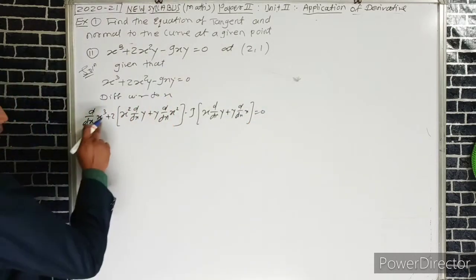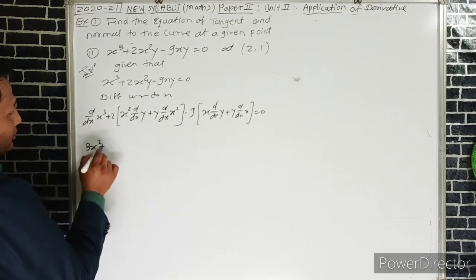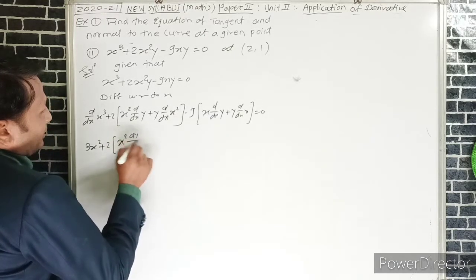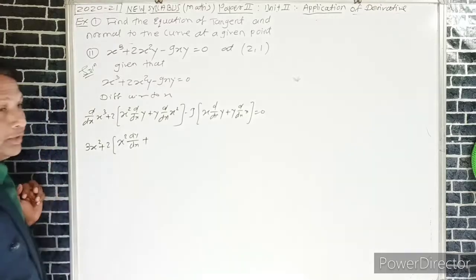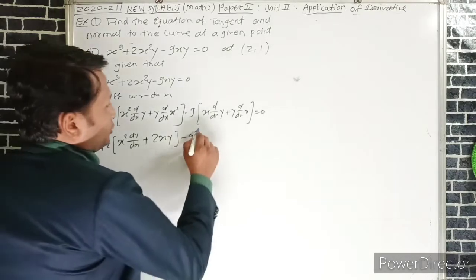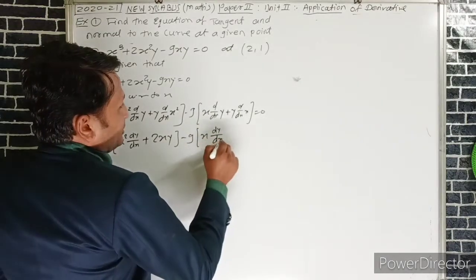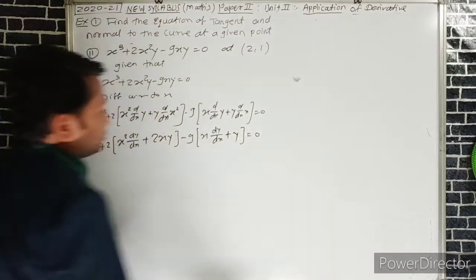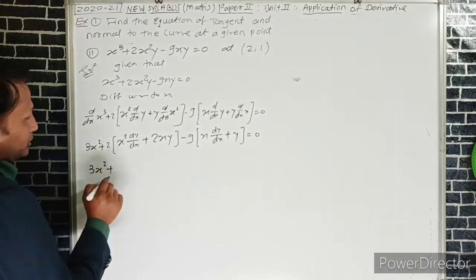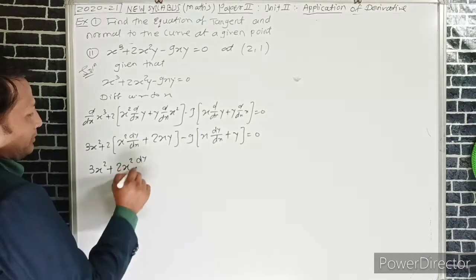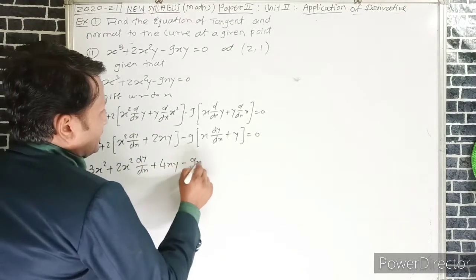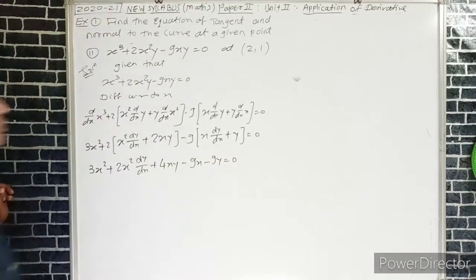Here the derivative of x cube is 3x square, plus 2 into x square into dy by dx, plus the derivative of x square, which is 2x, times y, minus 9x into dy by dx, plus y into the derivative of x, which is 1, is equal to 0. If we multiply the 2 into the bracket, we can write 3x square plus 2x square dy by dx plus 4xy minus 9x dy by dx minus 9y is equal to 0.